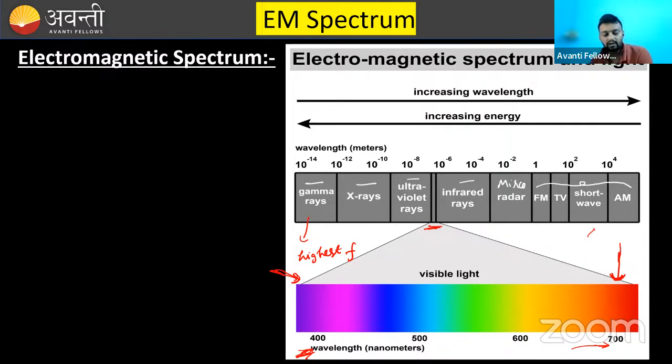Now, what is your task? Your task is to read out the applications, the uses of these portions. What are the uses of microwaves? It is already mentioned that it is used in the radar system. What are the uses of infrared? What are the uses of UV? What are the drawbacks, the problems with UV radiation? Everything you should remember.